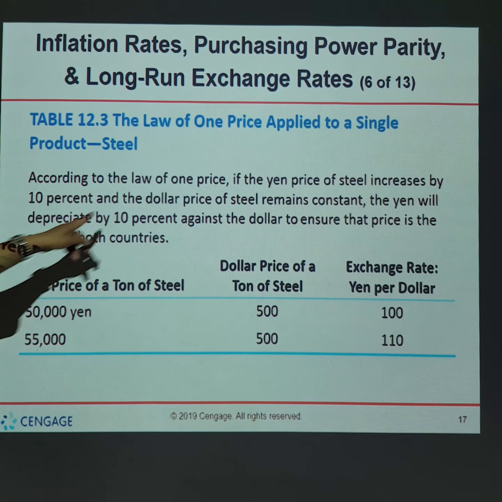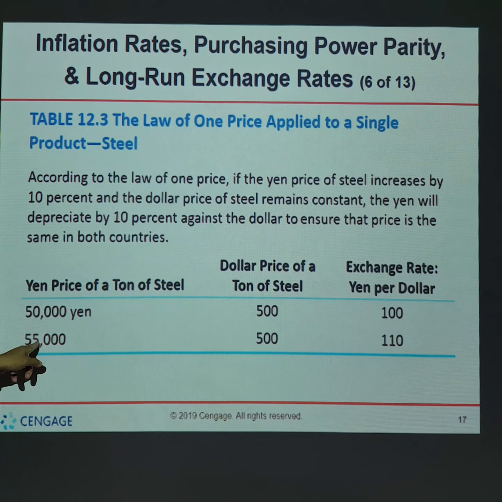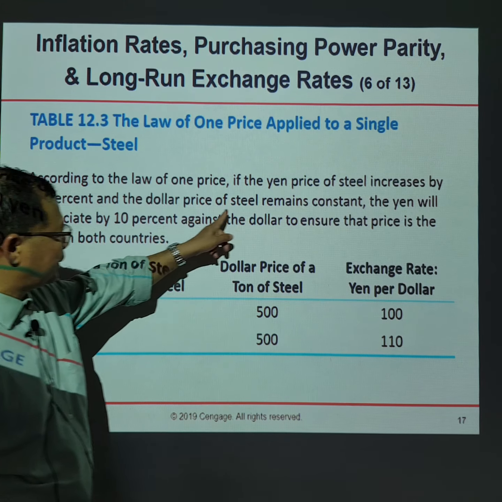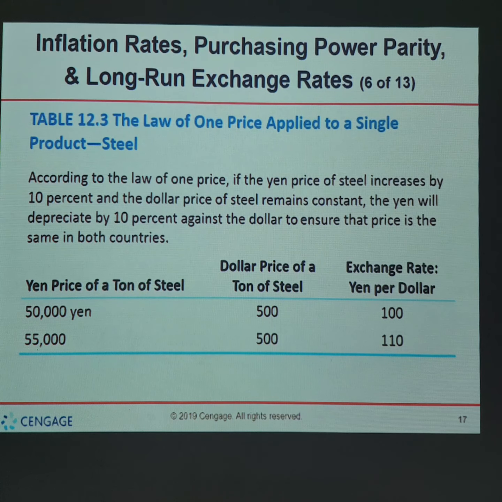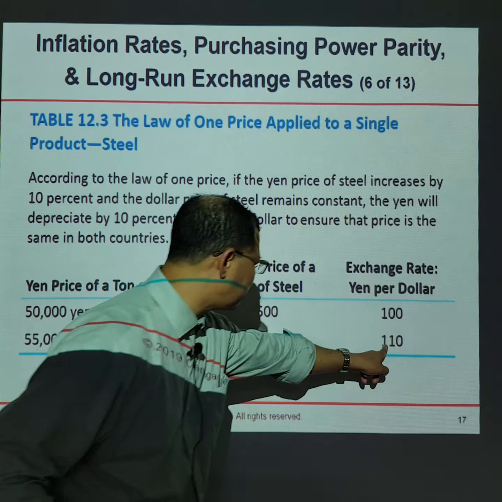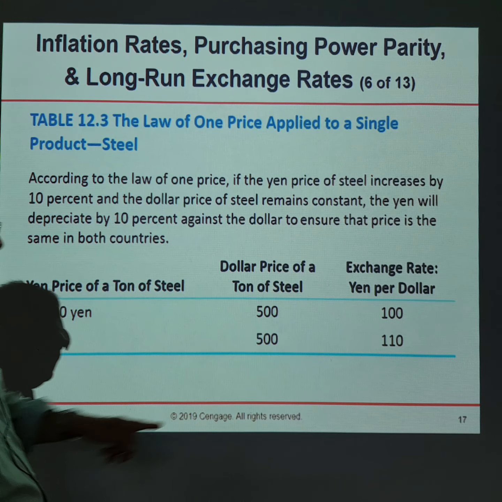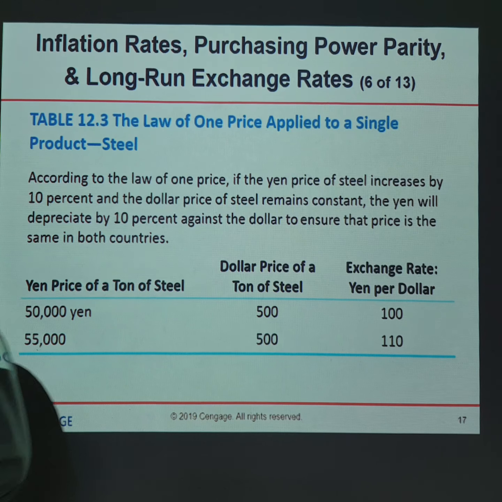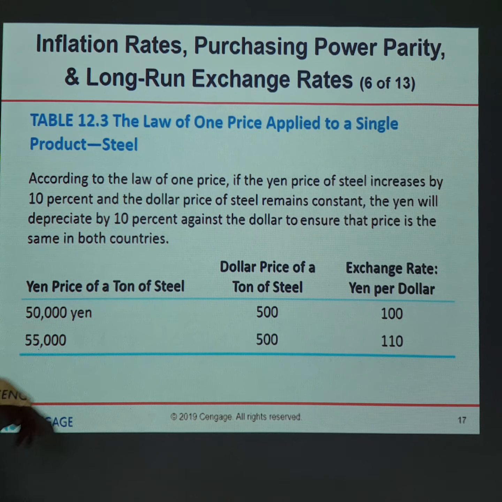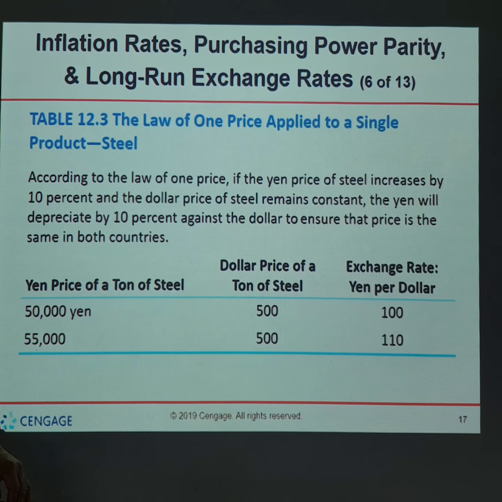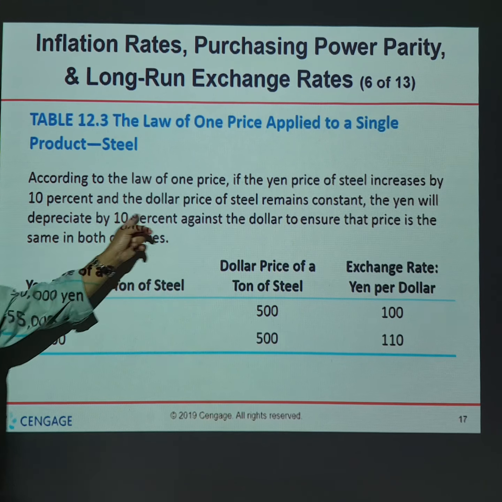Here, according to the law of one price, if the yen price of steel increases by 10% and the dollar price still remains constant, then the yen will depreciate by 10% in order to ensure that the price is the same in both countries. Depreciate by the amount of inflation, 10%. So depreciate by the same amount, by 10% as well.